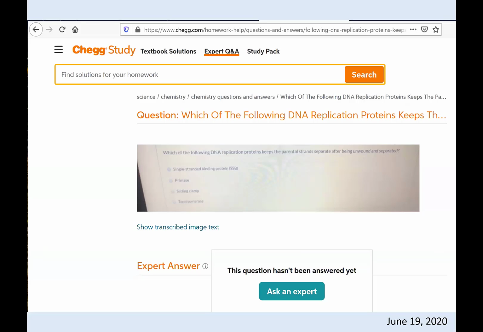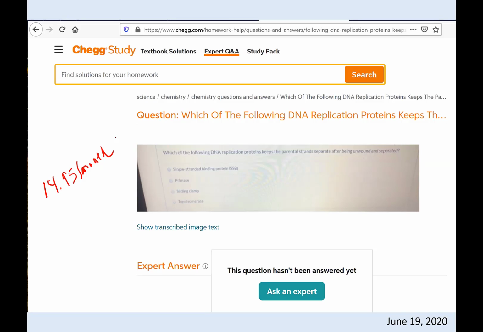And students can pay for this. It is $14.95 per month. That's a lot less than a textbook. And here I just went in on the free version, and they had some new questions. And one of them was one I'm familiar with: which of the following DNA replication proteins keeps the parental strands separate after being unwound and separated?